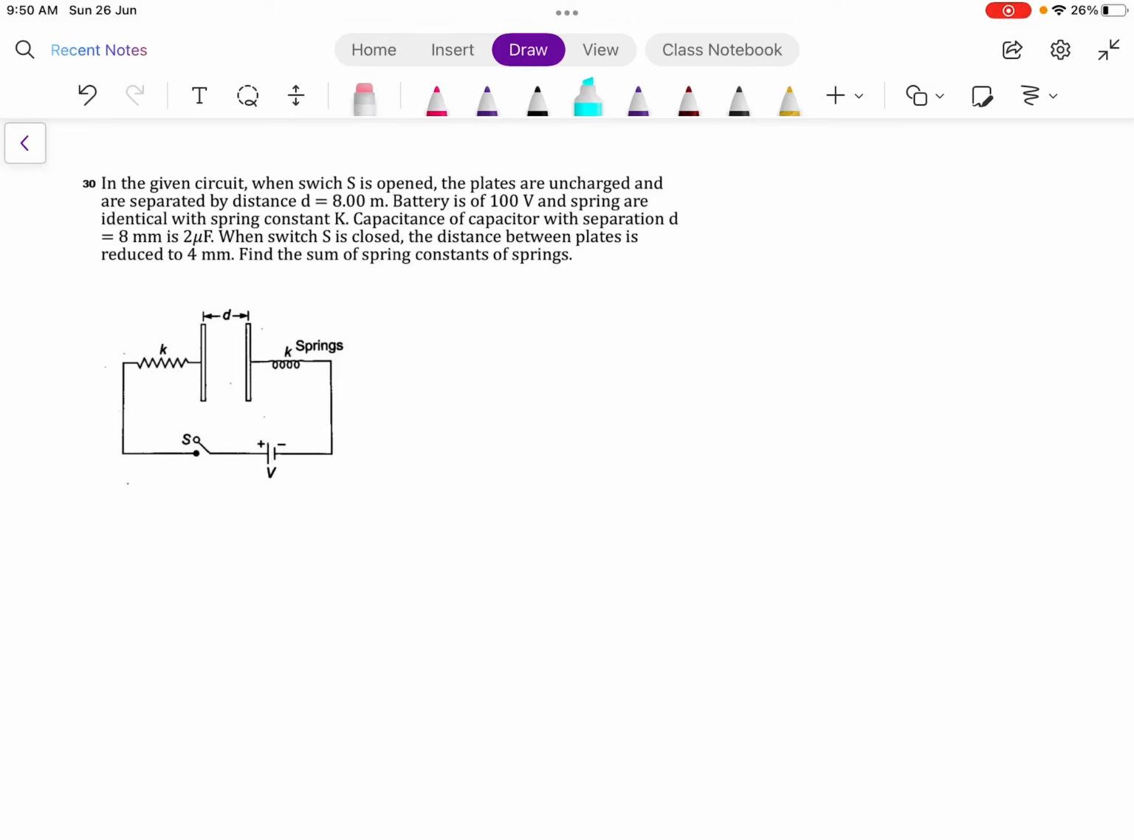Now I am going to explain the given question in the circuit. When switch S is open, the plates are uncharged and are separated by a distance of 8 mm. The battery is of 100 volt and the springs are identical with spring constant K. Capacitance of the capacitor with separation D equal to 8 mm is 2 microfarad.